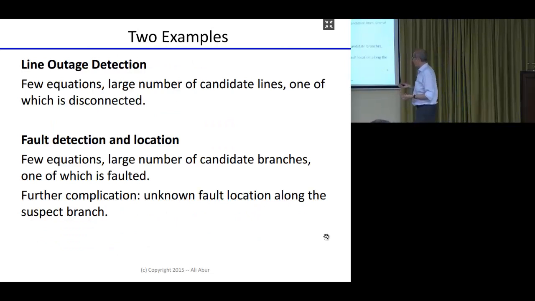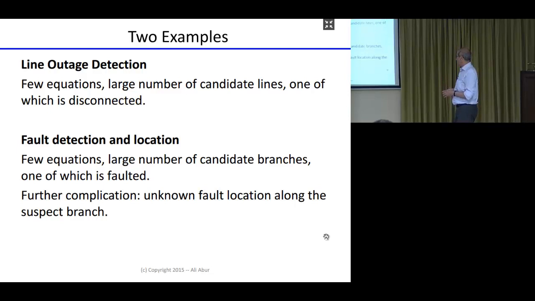One is this line outage detection, or the external network model error detection. And the other one is the fault detection or fault location. Now, the first problem, obviously, those of you who have mingled with this sort of problem might know that there are very few equations because you're essentially looking at the external system, but you are observing what's going on from very few points, typically at the boundary. So you have very few equations to work with, but you have a large number of candidate lines in the external system which may be out of service. And of course, the problem we assume is that one of these lines is disconnected, and we are trying to figure out which one.